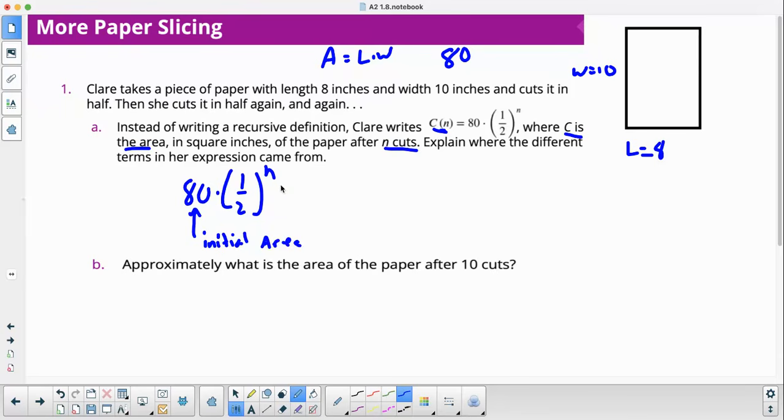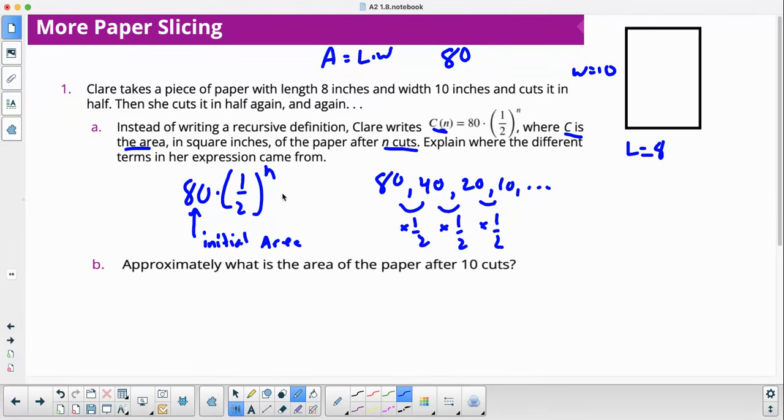All right. So you're basically timesing it by 1/2 over and over and over again, because you start out with 80. If you cut it in half, you're at 40. Cut it in half again, you're at 20. Keep cutting it in half. Basically what happens is you get times 1/2, and you basically get repeated multiplication there.